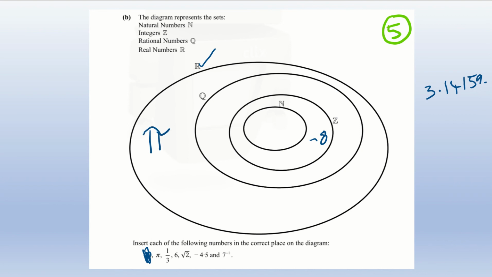Pi is a real number, but it's not a rational number, so we cannot put it in the Q circle. So I'm going to put a line through that.